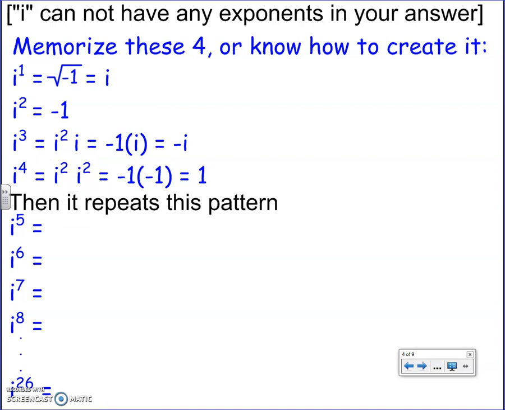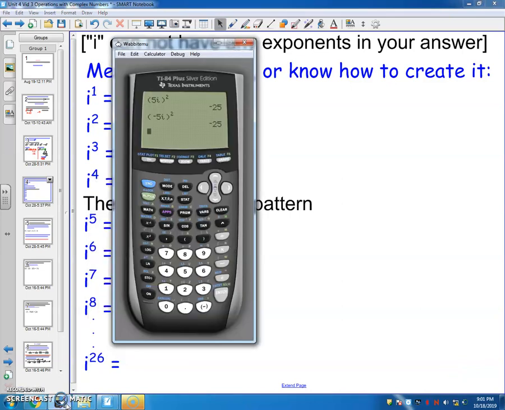Now, if you don't know, you could actually use a calculator to help you. The calculator knows all these. So it knows i squared is -1. It knows i to the 3rd power is -i. It knows i to the 4th power is +1.